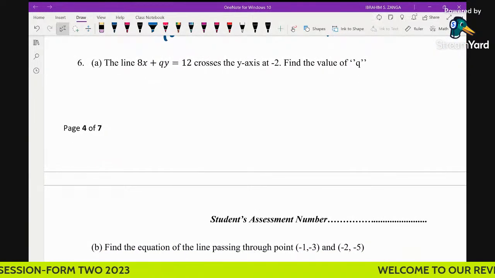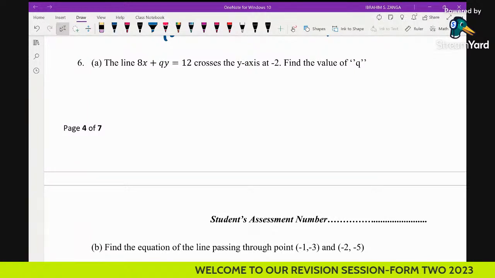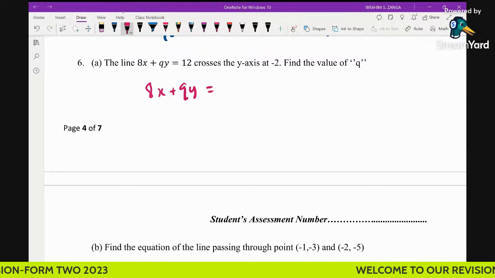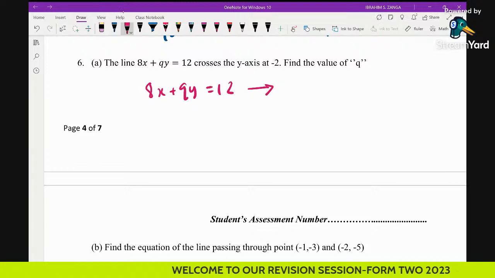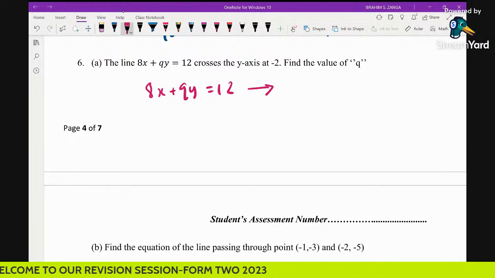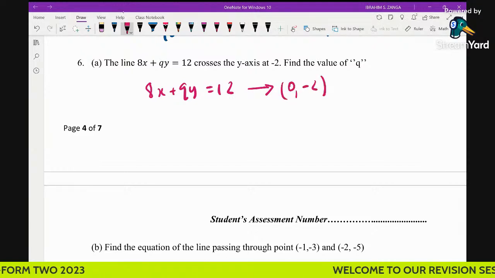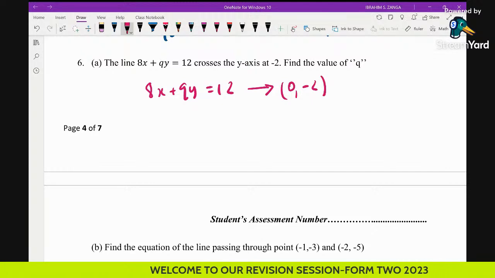The line 8x plus qy equals 12 crosses the y-axis at -2. Find the value of q. So we were given a line, it is 8x plus qy equals 12. If it passes through the y-axis, it means the value of x is 0. So you have (0, -2) at the point where the line passes, and you're supposed to find the value of q.